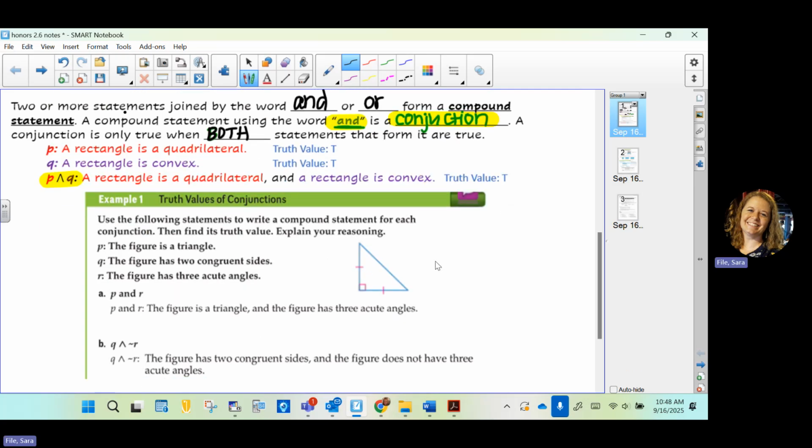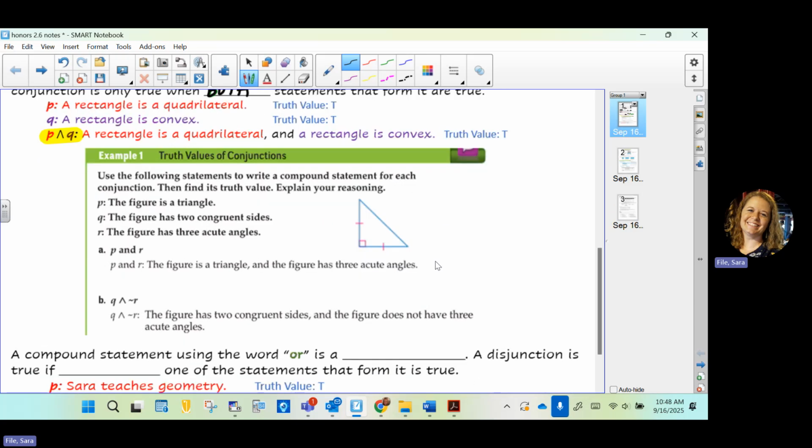Okay, so let's try it here. It says use the following statements to write compound statements for each conjunction and find the truth value. Here's the picture that they give us. Statement P, the figure is a triangle. Is that true or false? Statement Q, the figure has two congruent sides. Yep, that's marked. Statement R, the figure has three acute angles. That is false because one of those angles is labeled as 90 degrees, isn't it? So we've got two true statements and a false statement.